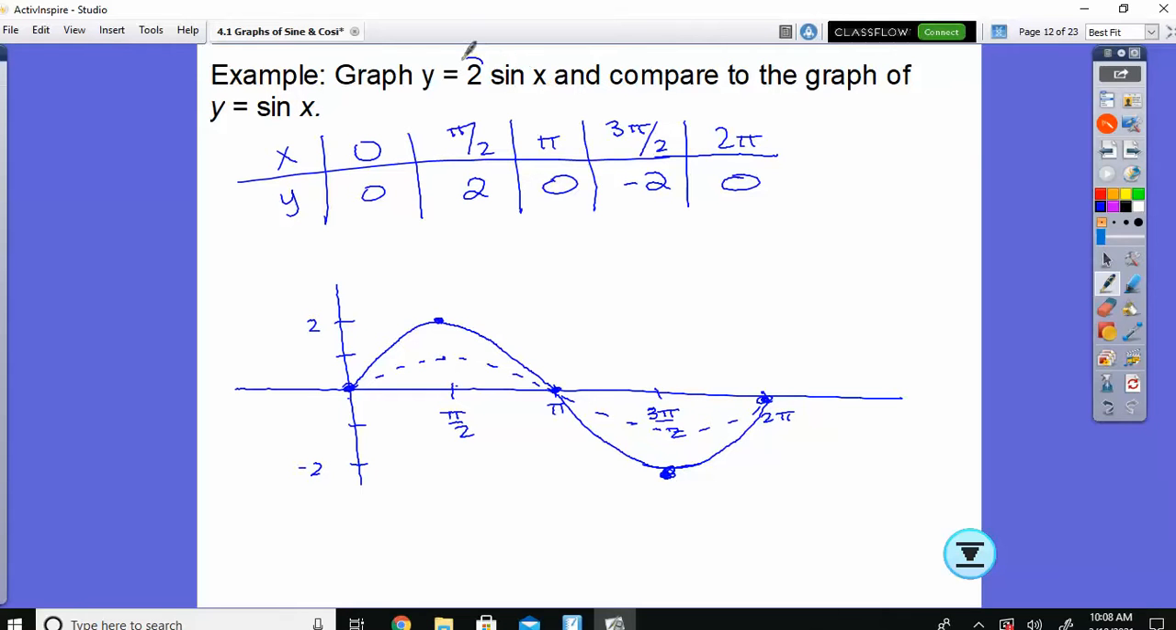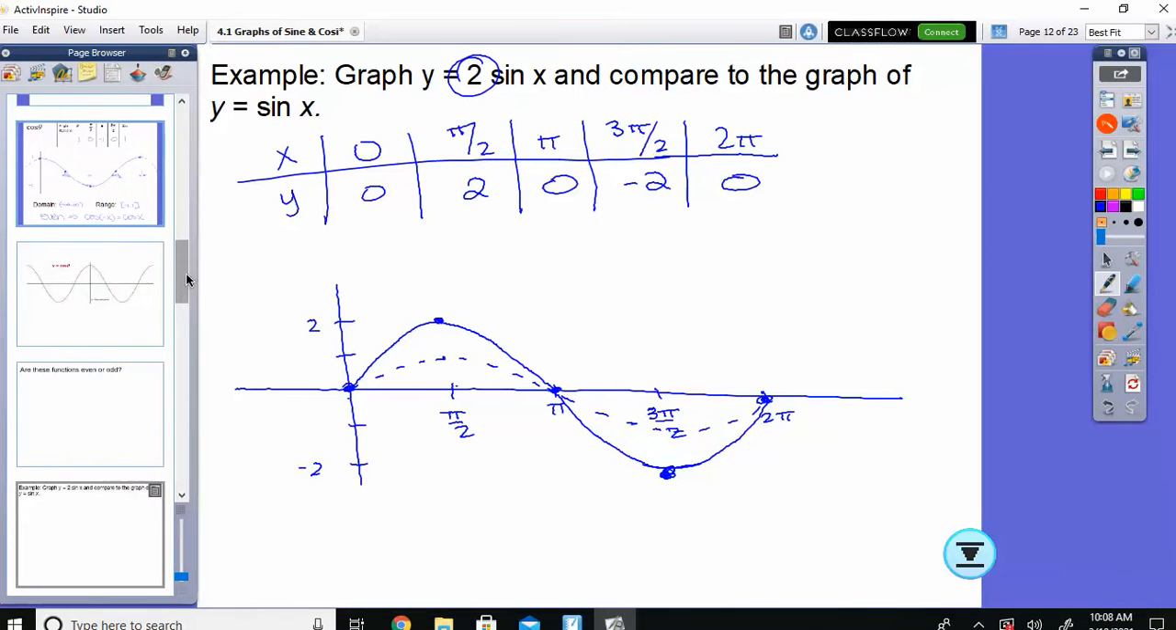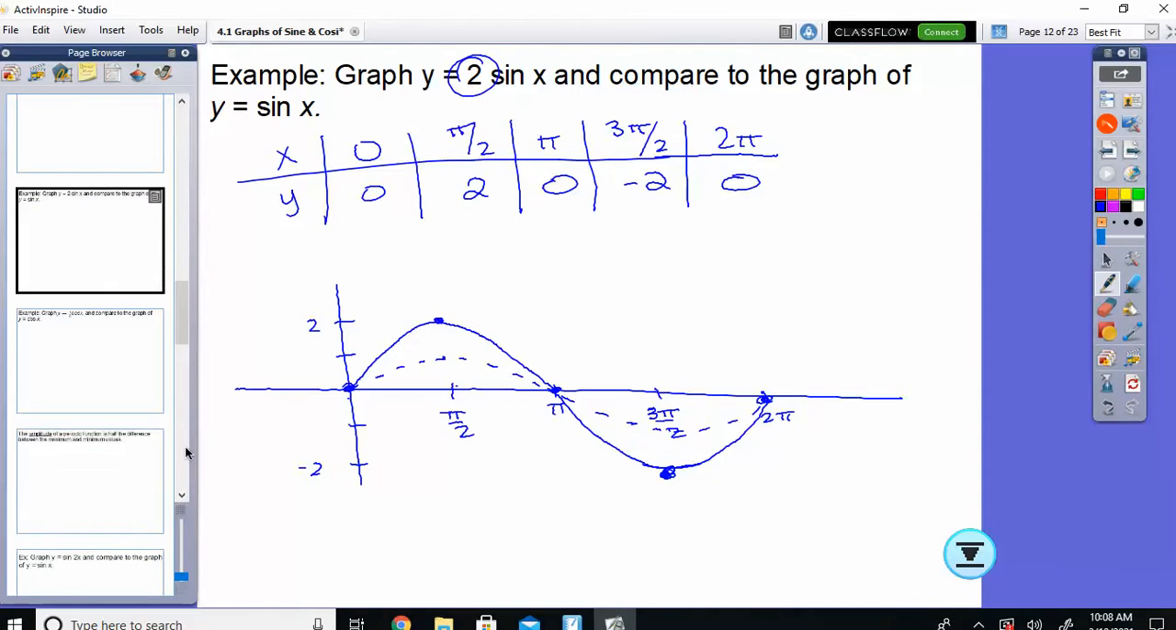What this is called, if you have a number out in front, that changes the height. So the 2 made it taller. What would happen, do you think, if I put a 1/2 in there? It would make it shorter. That is what is called the amplitude of a graph.